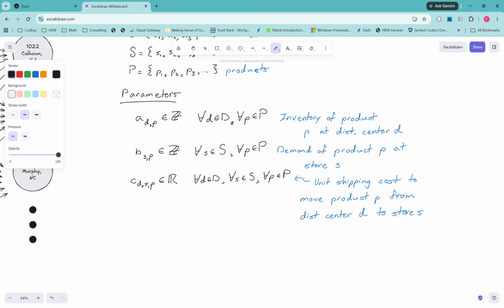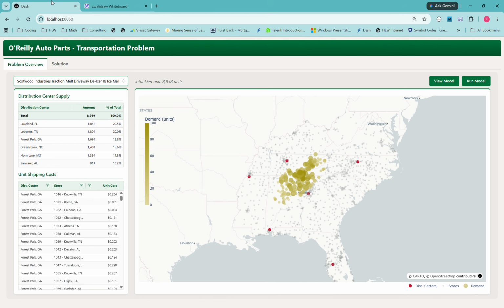Now these variables in the world of linear programming are the controllable inputs that you have at your disposal. And so what would be the controllable inputs that we have here? What are the decisions we need to make? Well, the overall decision we need to make is we need to be able to say to someone, take so many bags of this de-icer and ice melt from a distribution center like Horn Lake and send it to some store, such as store number 1364 out of Dunlap, Tennessee.